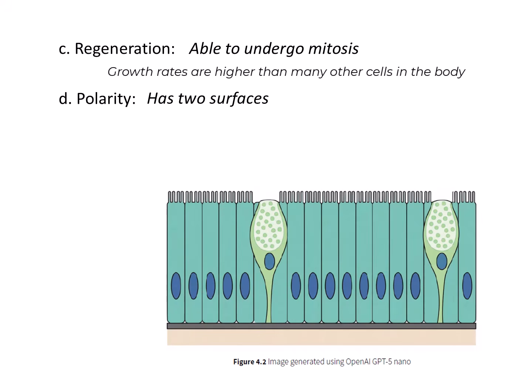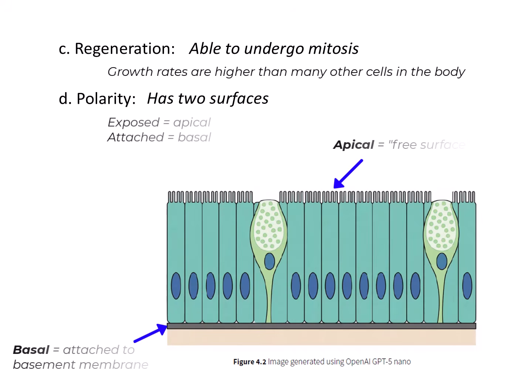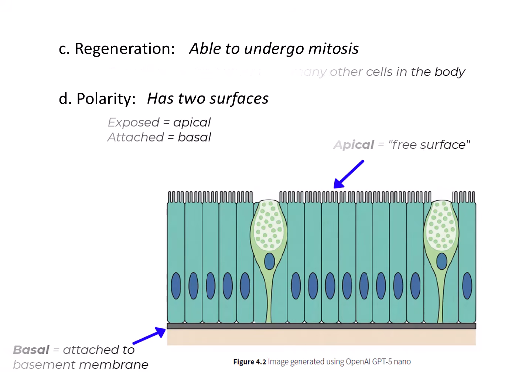The last characteristic is that epithelial cells exhibit polarity. This means they have 2 surfaces. They have an exposed surface or apical surface, and they have the attached surface or basal surface. On the basal surface, the cells are attached to a basement membrane, much in the same way that the home you live in is attached to a foundation of some kind.